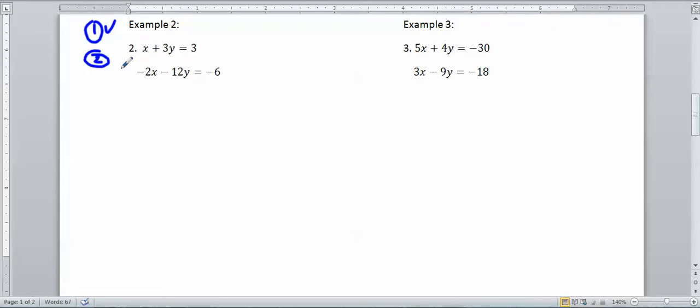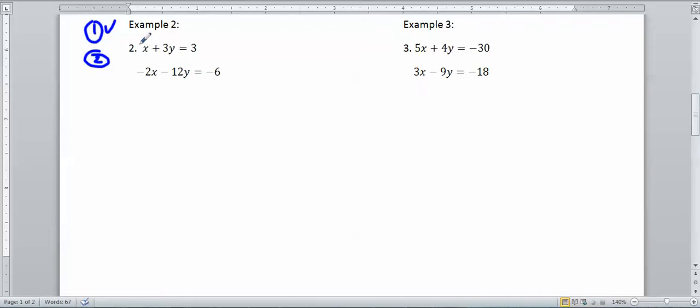Now I have to look for or make a pair of opposite terms. Now to make opposite terms, because I don't have them, right? I've got the same variables but different numbers on both. But to make opposite terms, I'm going to choose one that's the easiest for me to eliminate.